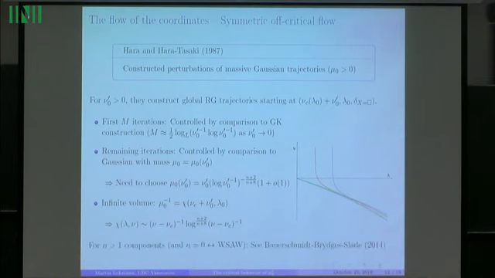Maybe I should mention that this was really proven only in the single component case by Hara and Tasaki, and the multi-component case follows. The proof is similar to that, but it was only worked out recently. And there's an interesting application to a probabilistic model, the weakly self-avoiding walk, that can also be treated like this. So this is all the story for the symmetric perturbations of these explicit trajectories.